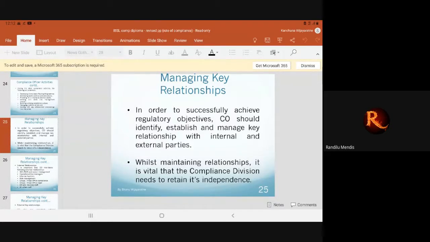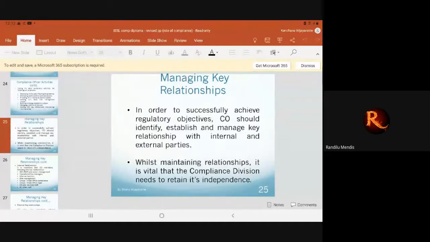In order to successfully achieve regulatory objectives, the compliance officer should identify, establish, and manage key relationships with internal and external parties, right? So these relationships are maintained with internal and external parties both. The compliance officer should identify and establish those relationships. Not only that, they have to manage those relationships.